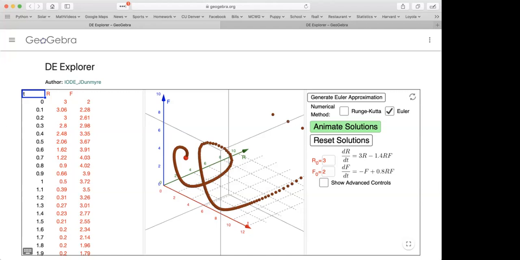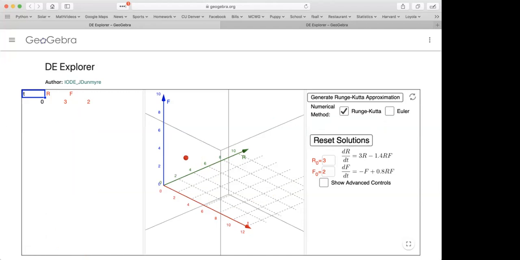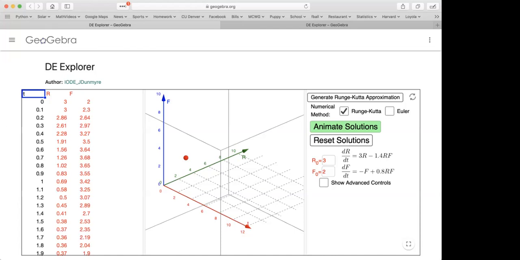There's another option to use a different numerical method called the Runge-Kutta Method, which is pretty similar to Euler's method. It just makes some refinements to get it slightly more accurate. So let's run the approximation using Runge-Kutta, and you can see we get a slightly different approximation. If we animate these solutions, we get a similar looking curve, but this is going to be a better approximation than the previous picture that we had with Euler's method.